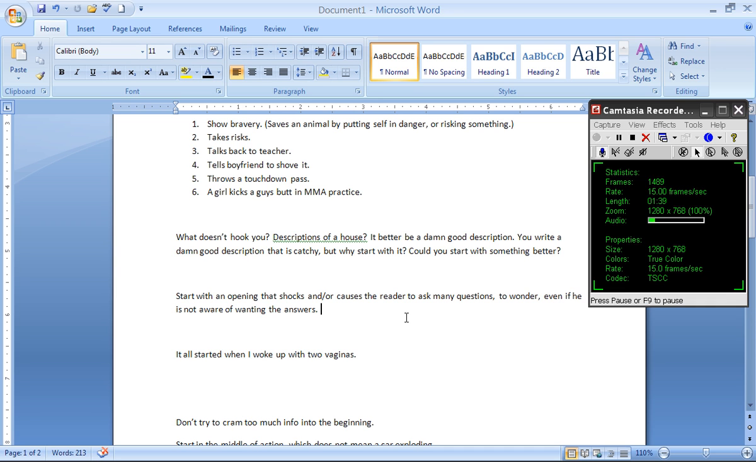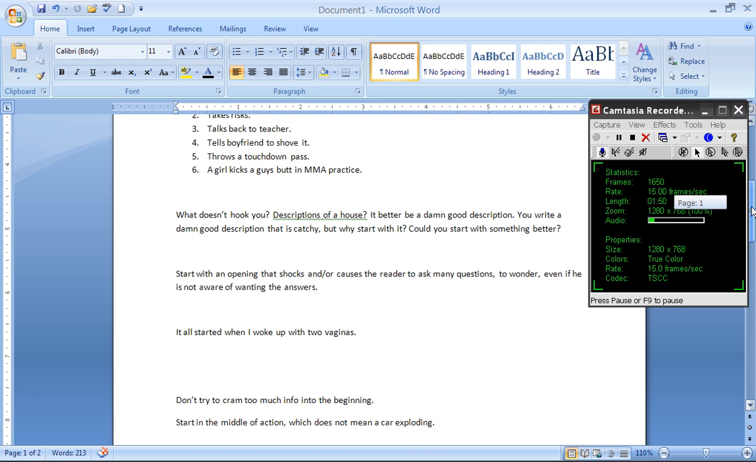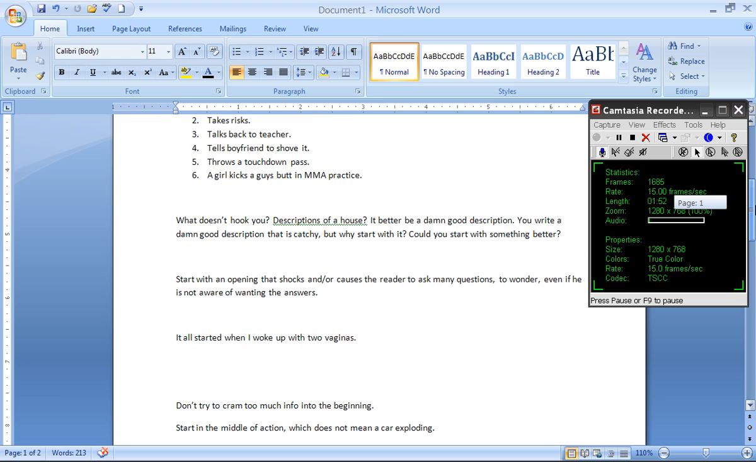So that's definitely a way to hook your readers, getting them to want to know things, but without them even knowing that they want to know things. You do that just by subtly dropping things in there, and naturally the reader wants to know. And tension is obviously always good to start a story with.